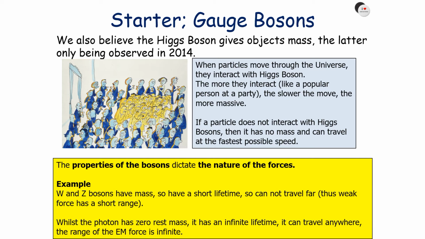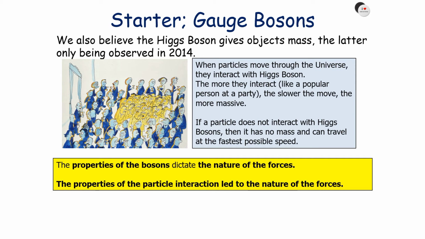If the particle does not interact with the Higgs bosons, it has no mass, it can travel at the fastest possible speed. So it's important to note the properties of the boson dictate the nature of the forces. The W and Z bosons have mass, so have a short lifetime, so can't travel very far. So this means the weak interaction has a short range, whilst the photon has a 0 rest mass, it has an infinite lifetime, it can travel anywhere, so the range of the electromagnetic force is infinite. So to clarify, the properties of the boson dictate the nature of the forces, and the properties of the particle interaction lead to the nature of the forces.